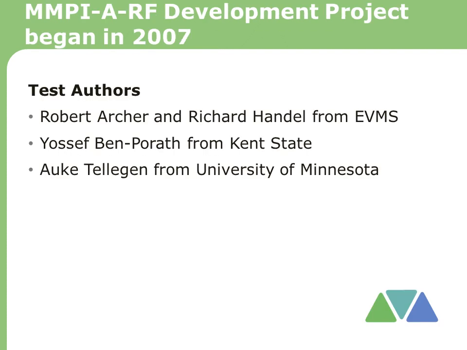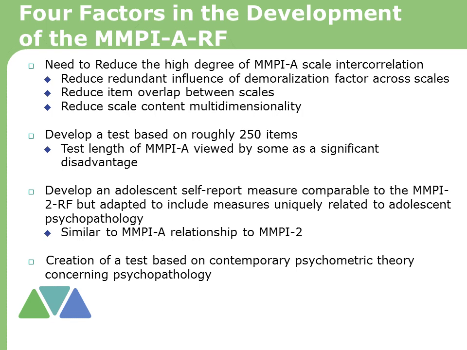In 2007, the University of Minnesota Press asked a number of individuals, myself and Rick Handel from Eastern Virginia Medical School, Yossi Ben-Porath from Kent State, and Olga Tellegen from the University of Minnesota, to begin work on an MMPI-A-RF. The purpose of this project was to develop a test that reduced the high degree of MMPI-A scale intercorrelations, to reduce the redundancy that results from the influence of the demoralization factor, to reduce the amount of item overlap between scales, and to reduce within scales the multidimensionality that confounded the interpretation process.